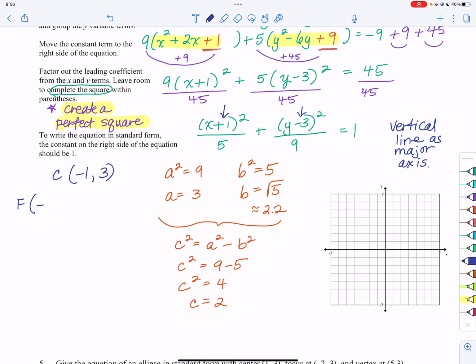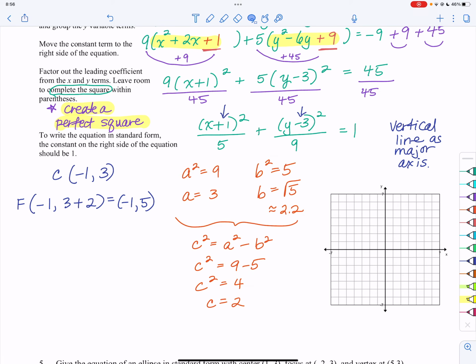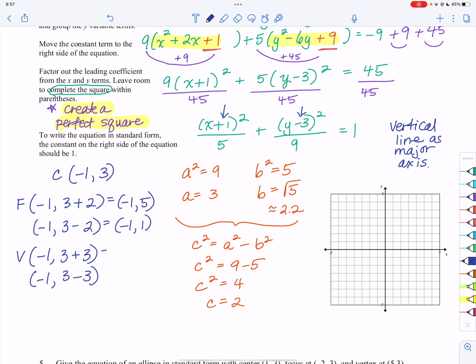Okay? So now we'll have negative 1, and this time to the k, we're going to go ahead and add C, and that's negative 1, 5. And then we'll also have negative 1, 3 minus C, and that's equal to negative 1, 1. And those are our foci. Let's go to the vertices. We have negative 1, and then 3 plus A, and then negative 1, 3 minus A.